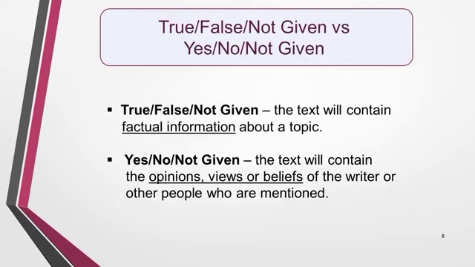Some students get confused between true, false, not given questions and yes, no, not given questions, so I'll quickly explain the difference. It's all about the type of information contained in the text. For true, false, not given, the text will contain factual information about a topic. For yes, no, not given, the text will contain the opinions, views or beliefs of the writer or other people who are mentioned.